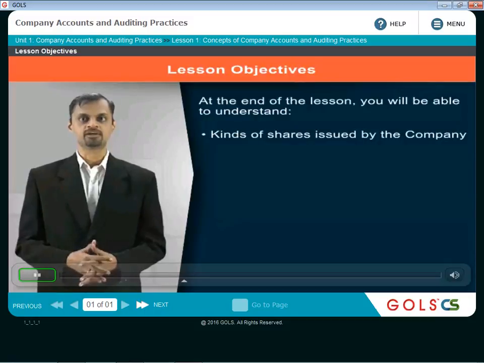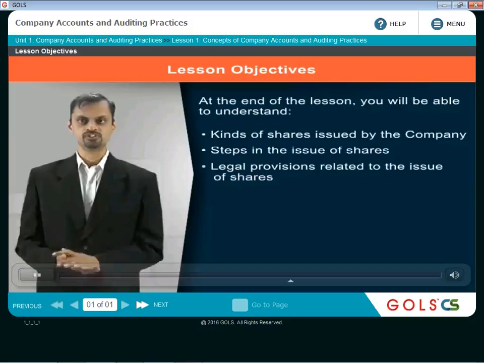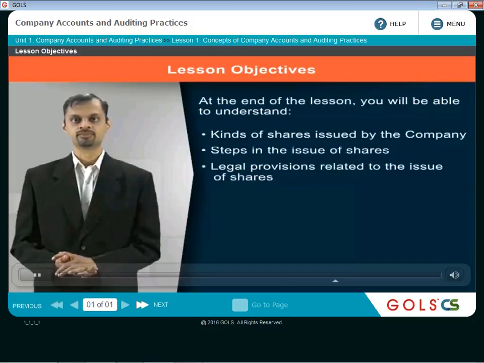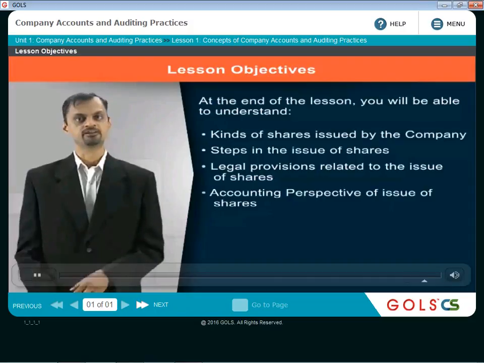Issued by the company, then steps in the issue of shares, what are the various legal provisions related to the issue of shares, and then the accounting perspective of this entire share capital.